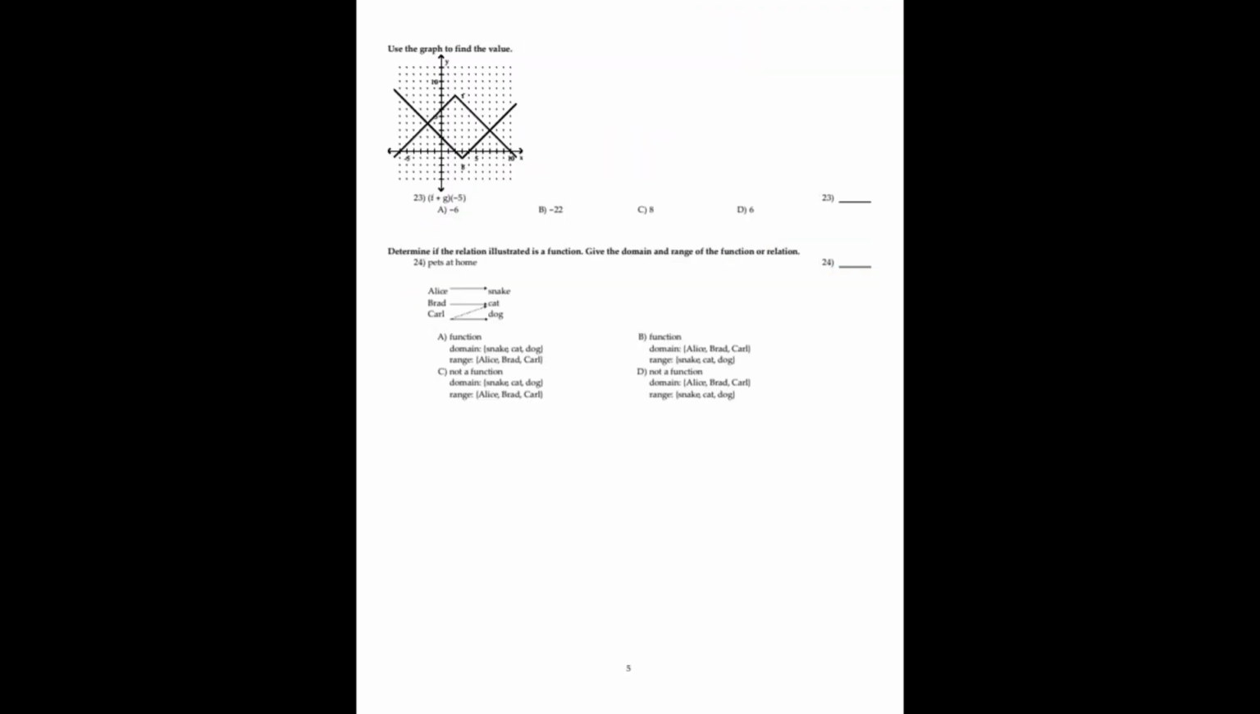So let's see here. I'm going to also skip this one. So we go to 24. Remember, we still have pending 21, 22, 23. So they say determine whether the relation illustrated is a function, and give the domain and range of the function or relation.